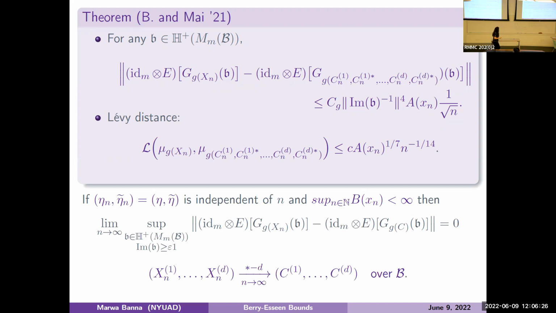And then if we assume in addition this condition here on the distribution of these circular elements, for instance, that the Ci's are identically distributed, IID, then we can recover the multivariate central limit theorem in the operator valued setting.